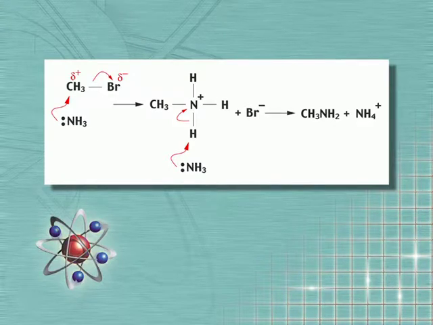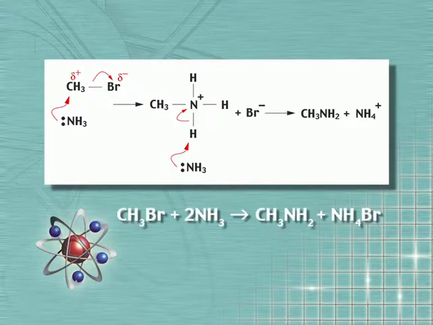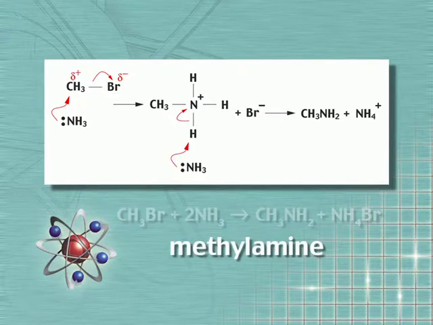The second stage of the mechanism is as follows. Notice that in this case, the ammonia molecule is acting as a base. By adding the two stages of the reaction together, we obtain the overall reaction. The type of organic molecule formed is called an amine, in this case, methylamine. Excess ammonia is used to reduce the formation of further substitution products, as the amine can react with more bromomethane molecules to form secondary and tertiary amines.